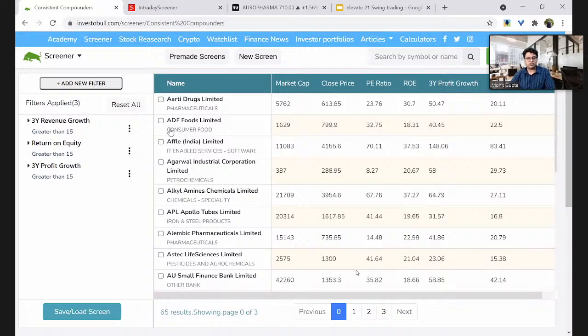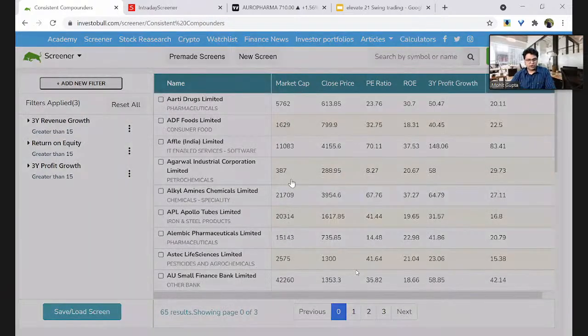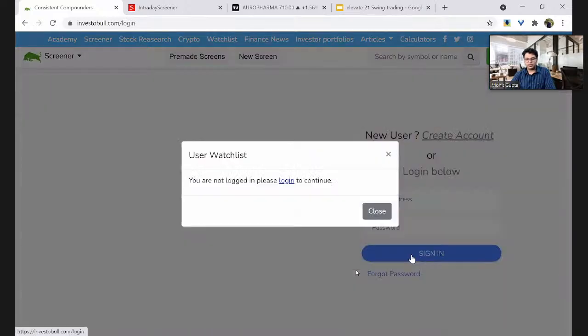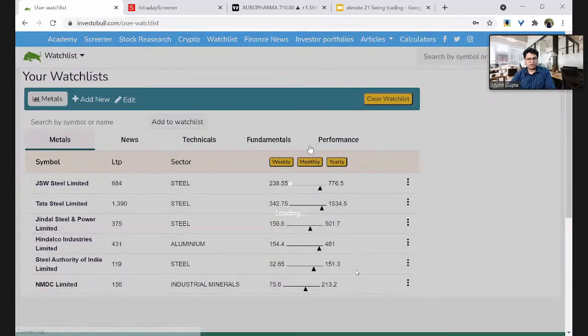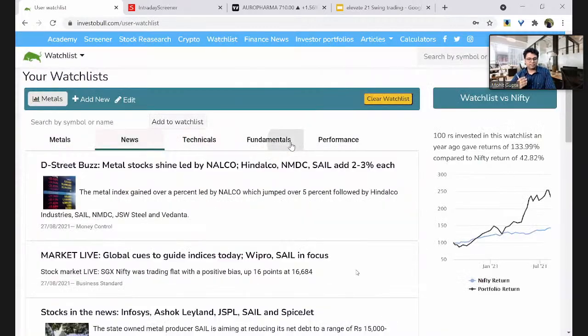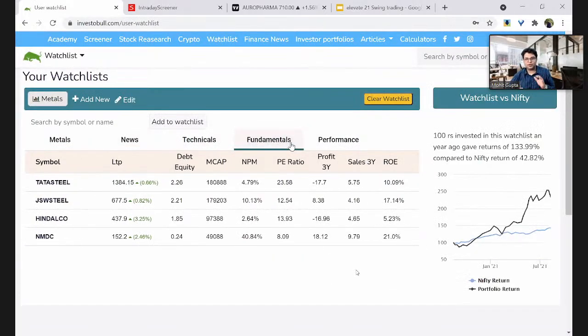You can find stocks. You can create watch lists and track your watch list. You can track these stocks, take technicals about them, track news about them, track fundamentals about them. You can track everything about your investments, and see which stocks are good to invest in, which are not, and how the fundamentals are changing, improving, or deteriorating. So this was the whole idea about Investobull.